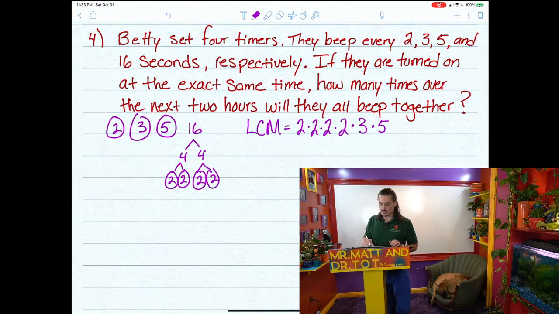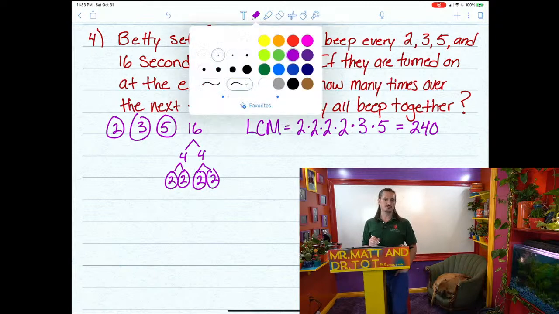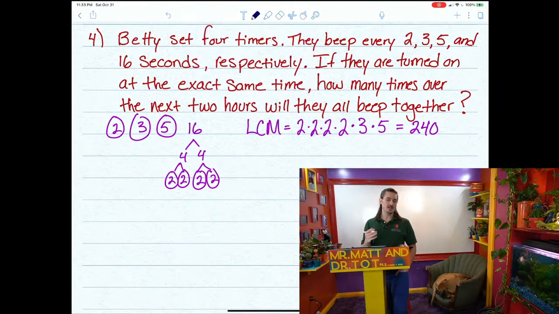Now we also need to know how many seconds are in 2 hours, because they ask us ultimately how many times over the next 2 hours will they all beep together. So I'm going to take 2 hours, and it's my given value, so I'm going to write it as a fraction by putting it over 1. And I'm going to multiply by some conversion factor that in itself, conceptually, is equal to 1. It's just going to be in terms of different units.